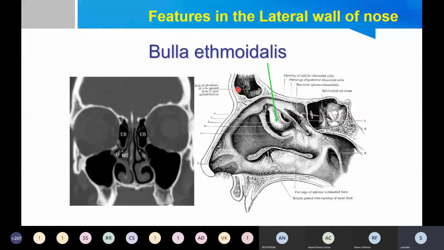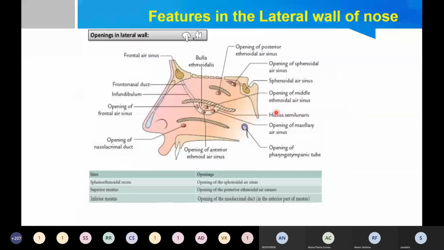This is the frontal air sinus, which opens through the frontonasal duct into the infundibulum, or the anterior part of the summit of the anterior part of the hiatus semilunaris. This area is for the maxillary air sinus. Hope it is clear to you, the bulla ethmoidalis.